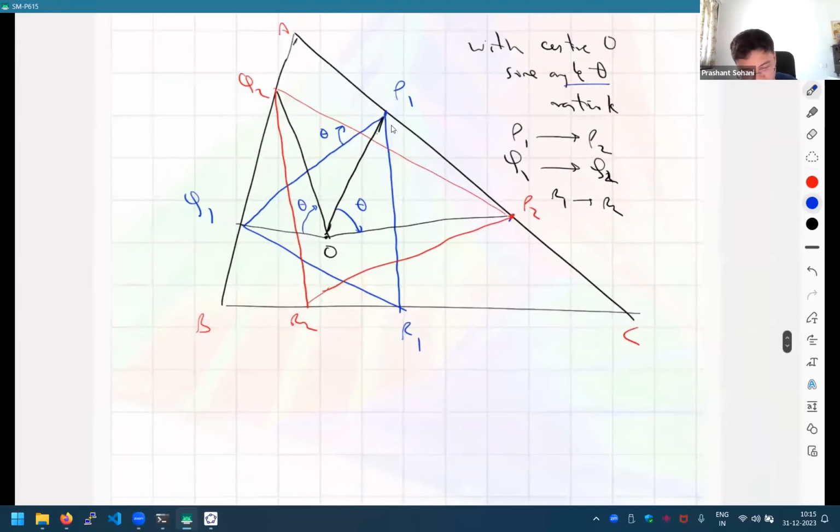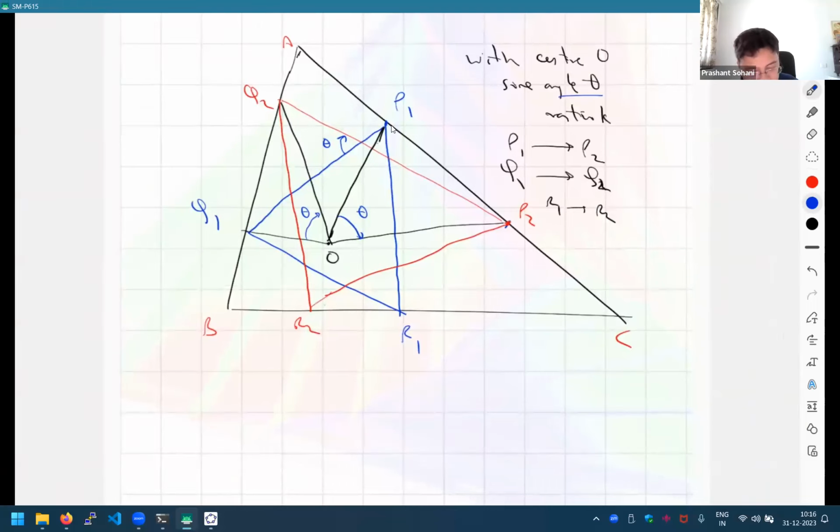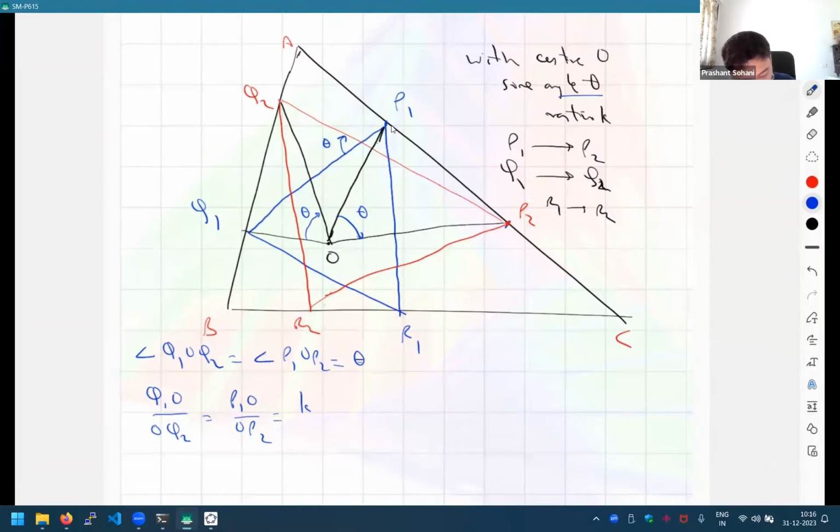So we have actually two pieces of information available to us. One is that the angles formed at O are all theta, but the ratio is also given, right? So let me write both pieces of information. What we have is angle Q1OQ2 equals angle P1OP2, which is theta. And we also know the distances, like Q1O upon OQ2, which is equal to P1O upon OP2, is that ratio K. So we know these two pieces of information.